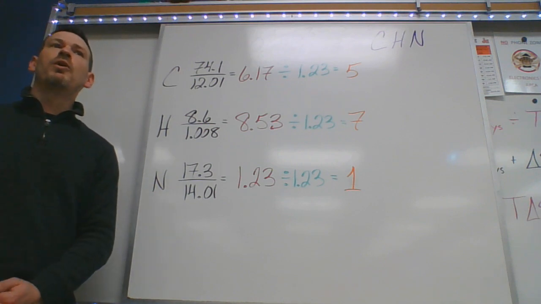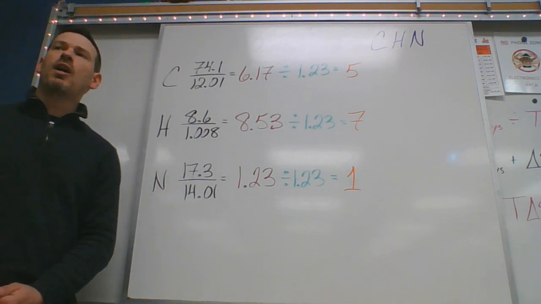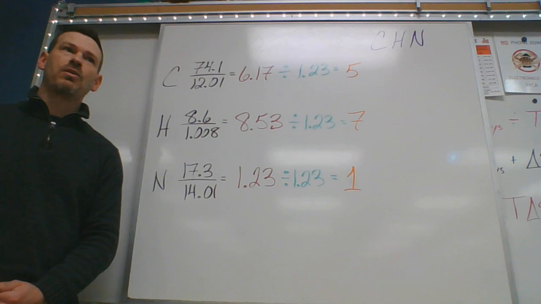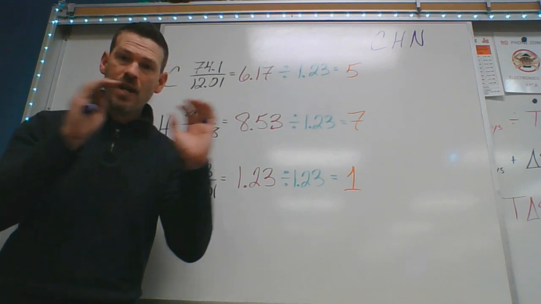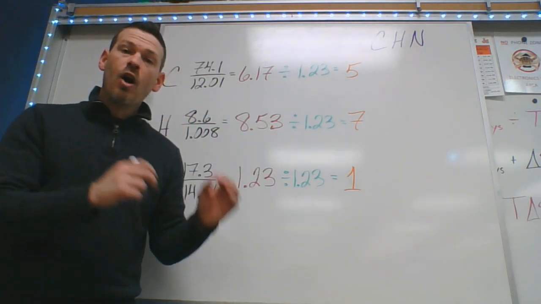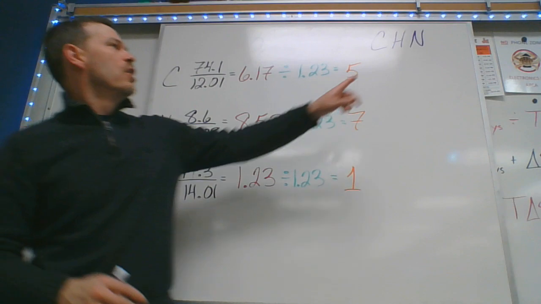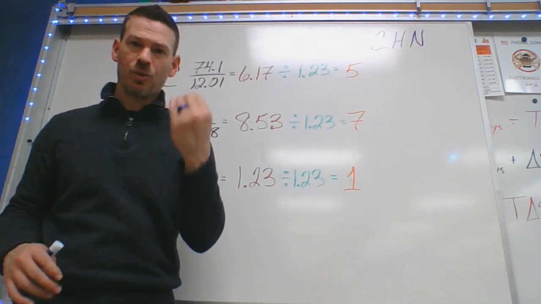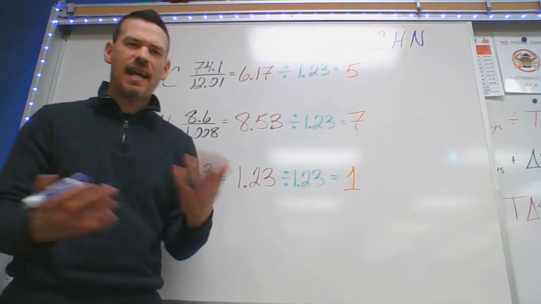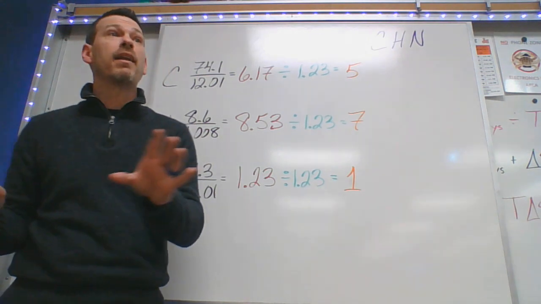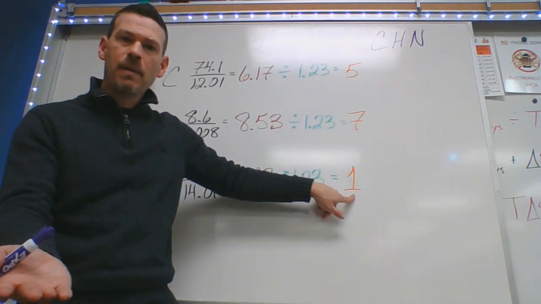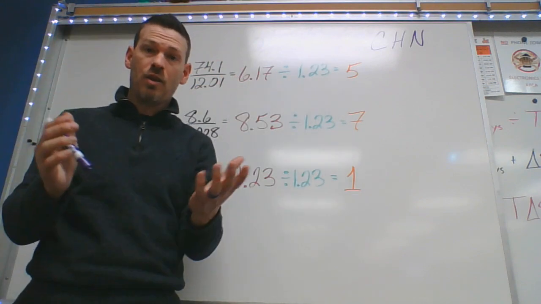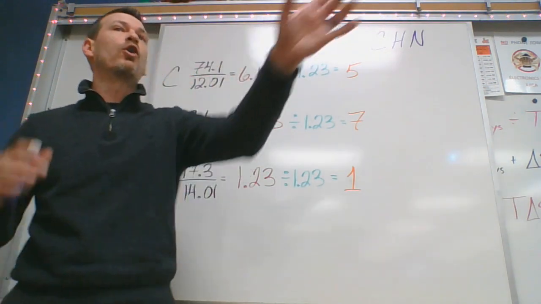See if you're cool with my orange numbers, and I'll talk about why I dropped the decimals. I didn't warn you of this, but here's the deal. The numbers you get at the end of this step are technically supposed to be the missing empirical subscripts, which means they can't have decimals because subscripts don't do that. So the 5, the 7, and the 1 are going to be the numbers we're going to say are the missing empirical subscripts.